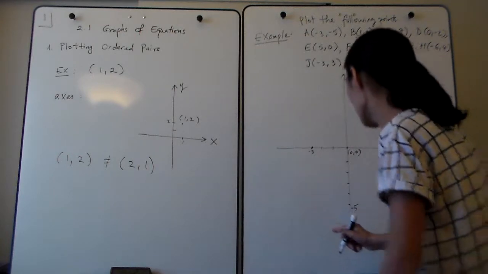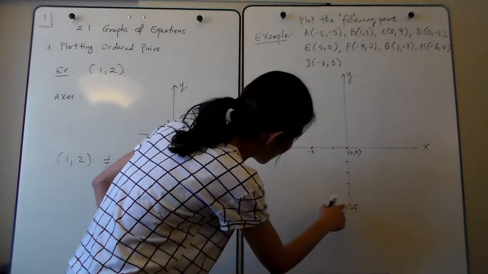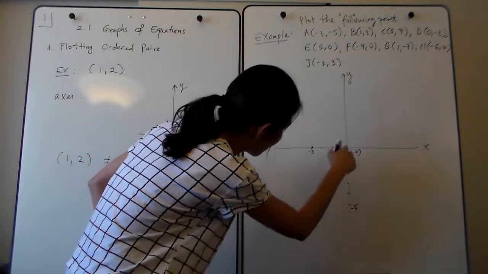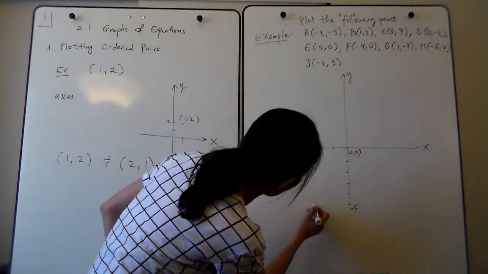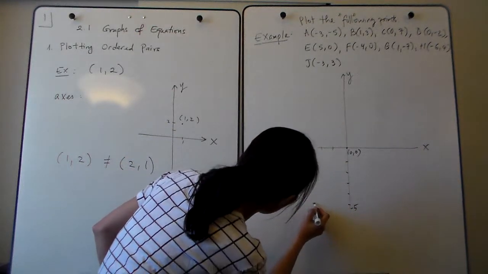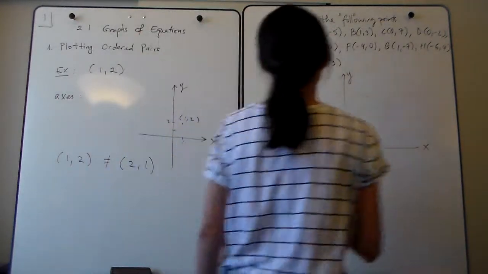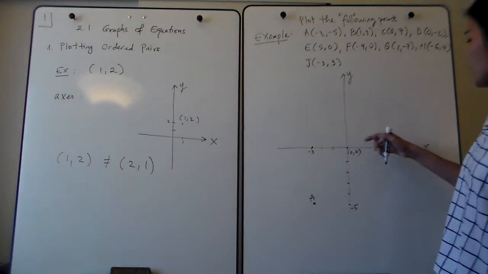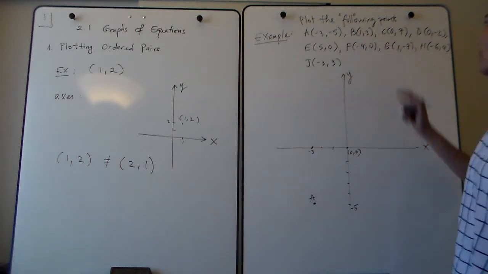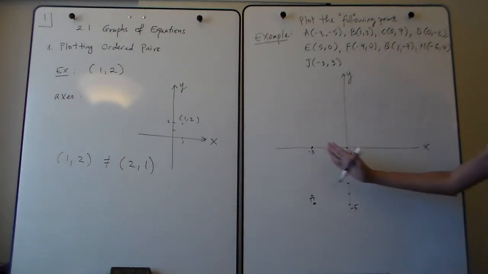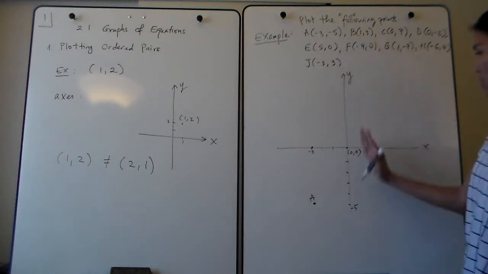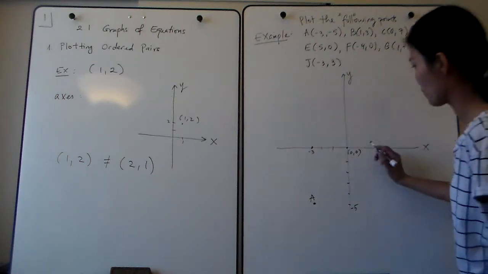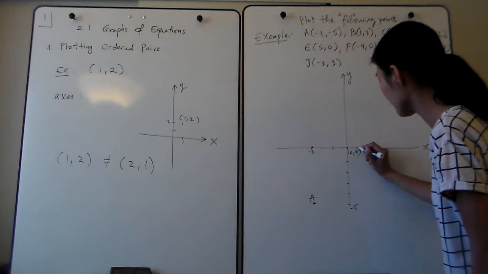So -3 to the left, 5 down, you will have somewhere here. Okay, so this point right here is A. Okay, let's draw point B, which is 1, 3, right? 1 on the x-axis, positive 1 on the right of the x-axis. So it's 1 right here.